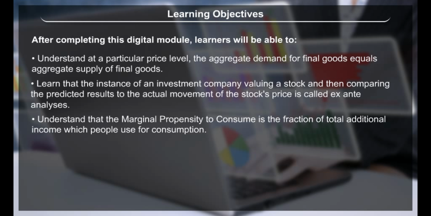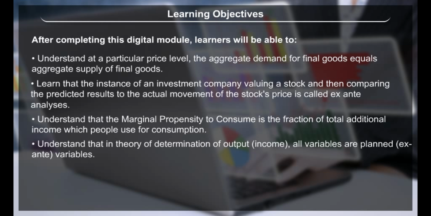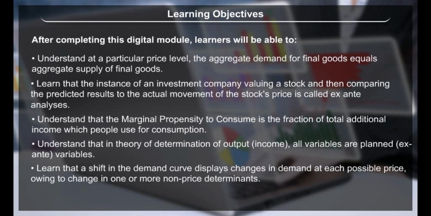Understand that the marginal propensity to consume is the fraction of total additional income which people use for consumption. Understand that in theory of determination of output or income, all variables are planned ex ante variables. Learn that a shift in the demand curve displays changes in demand at each possible price, owing to change in one or more non-price determinants.